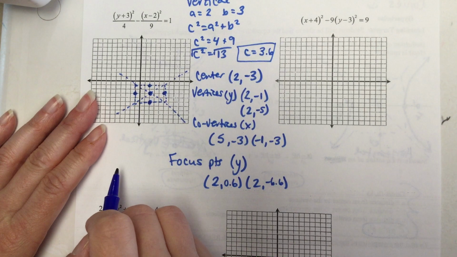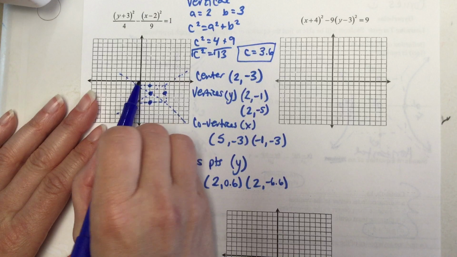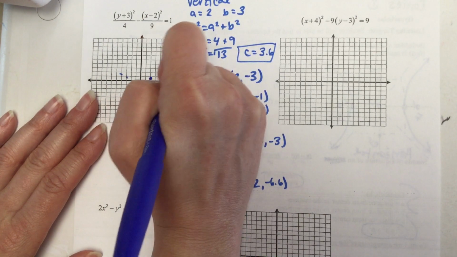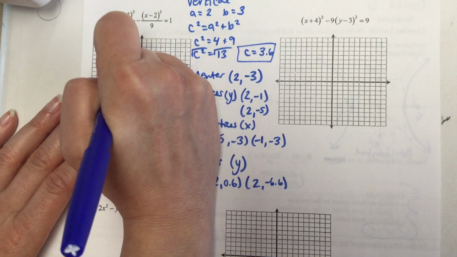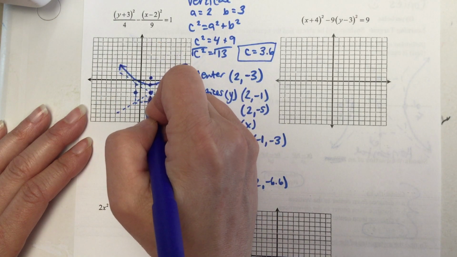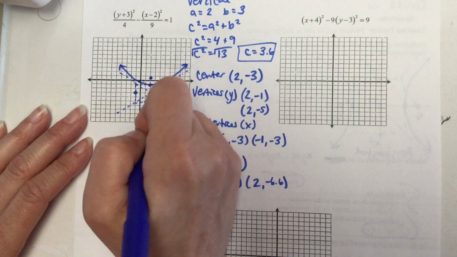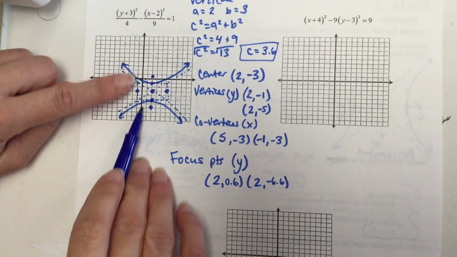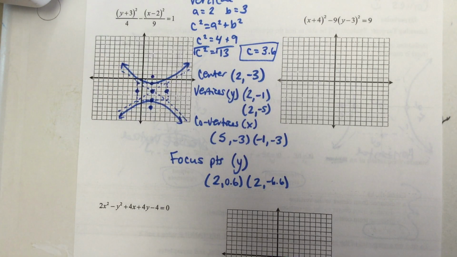So I'm going to go ahead and go to the right 1, 2, and up 0.6. Hug the focus. This is just a wide hyperbola. Go to the right 2, down 1, 2, 3, 4, 5, 6, and even a little bit more. Hug the focus. And it's vertical. Your branches should open up or down. It does. You're good to go.